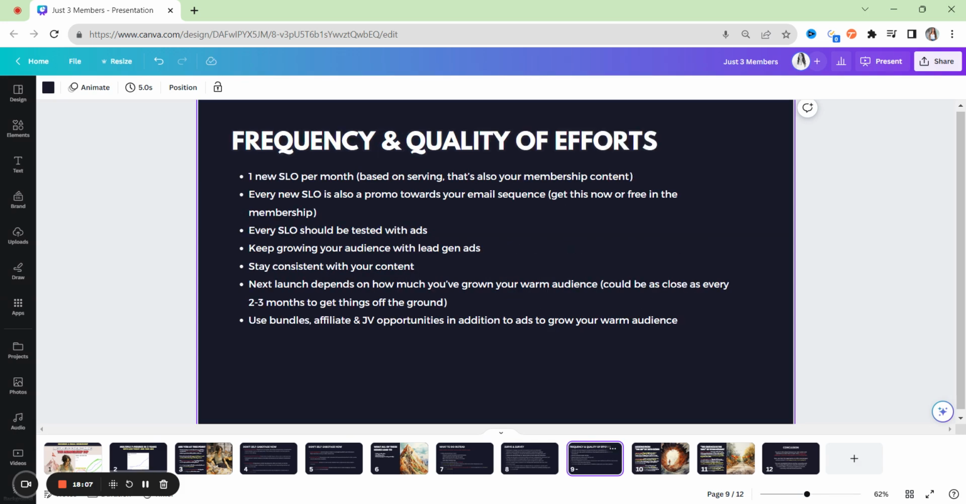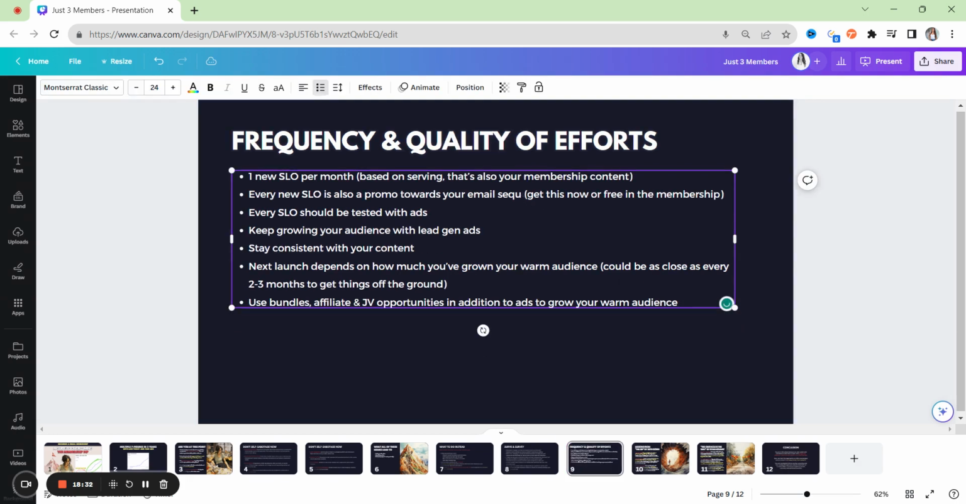Now, as in the frequency and quality of those efforts, it's really amazing if you can add one new self-liquidating offer per month based on serving that's also your membership content, right? Because we want to use that synergy so you don't burn out. Every self-liquidating offer is also a promotion towards your email list, not email sequence, sorry. So, get this now or get it for free in the membership.